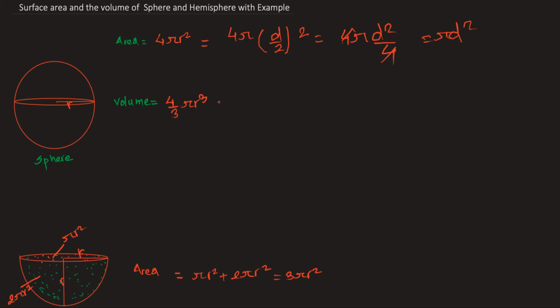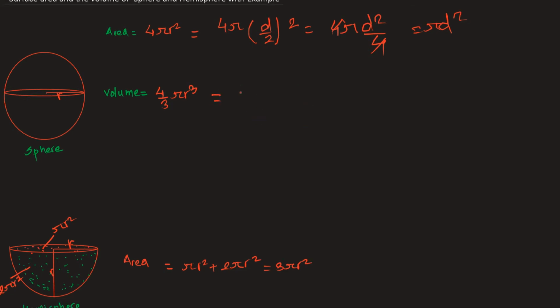Similarly, if we want to find the volume of a sphere, we can use the formula 4 over 3 pi r cube. In terms of d, 4 over 3 pi, d over 2 cube. So 4 over 3 pi d cube over 8. 4 times 2 is 8. So we got pi over 6 d cube.